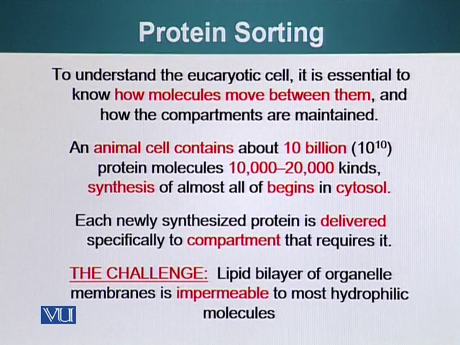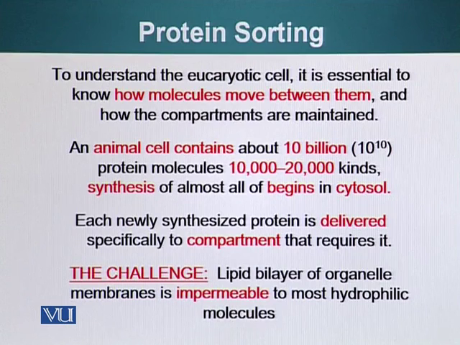Basically, we first of all talked about the necessity, and we also talked about how these membrane enclosed organelles evolved. Then we also saw what advantage these membrane enclosed organelles gave to the larger cells, eukaryotic cells. Now we want to understand how these molecules move between them and how these compartments are maintained.